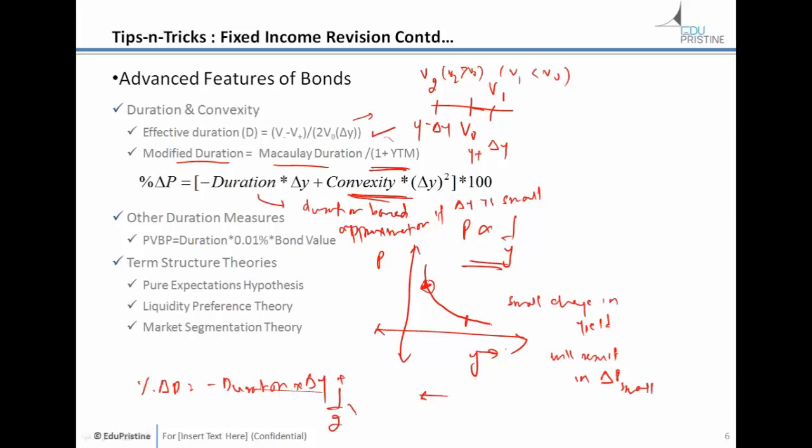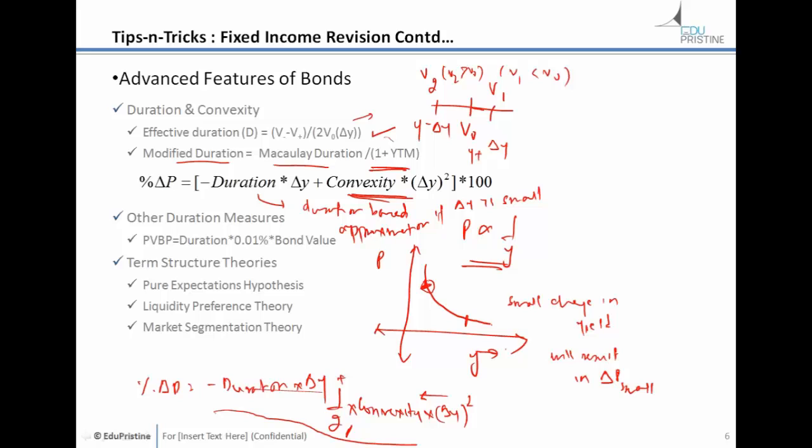Now some of the texts make use of percentage delta P is equal to minus duration into delta Y plus half into convexity into delta Y square. So there are two ways of stating this formula. In the first formula, I have already divided the convexity by half beforehand. However, if there is an exam question, then one must make use of this formula where there will be a half term.